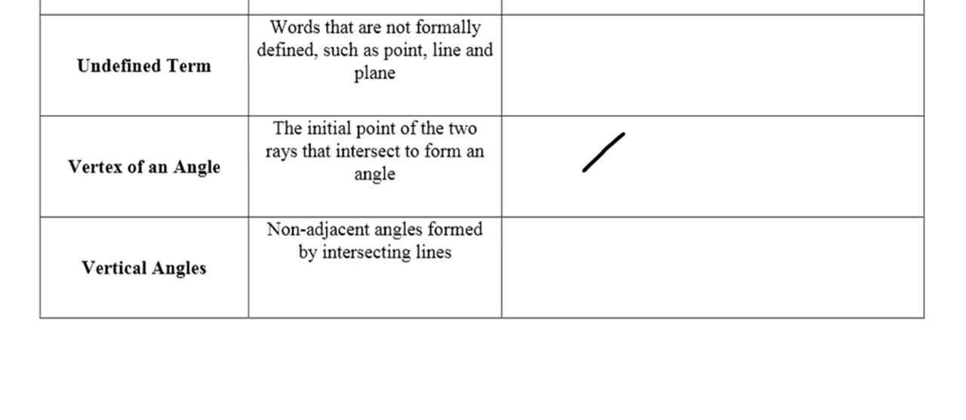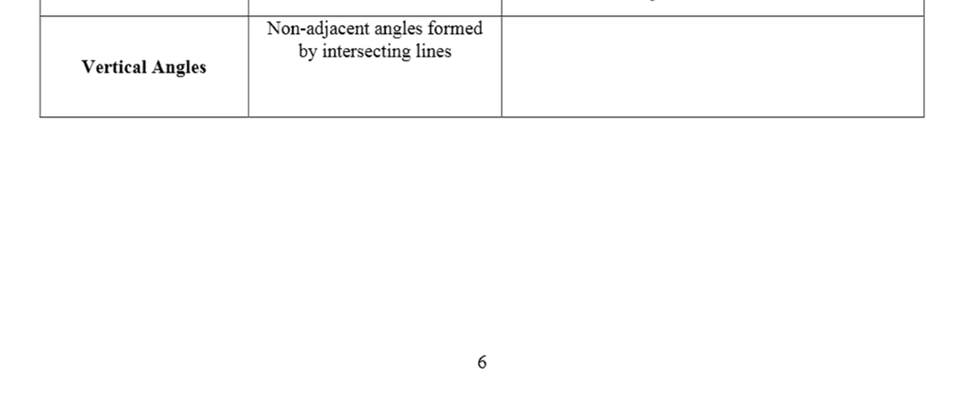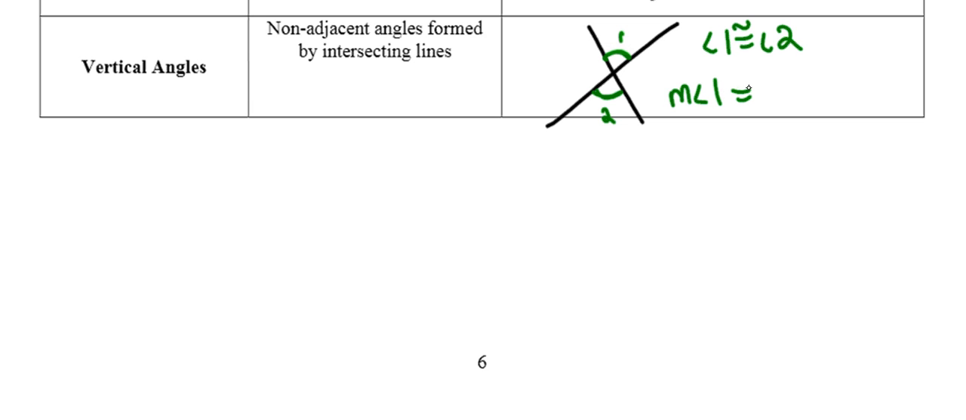The vertex of an angle is going to be the initial point of the two rays which form the angle. So that would be the vertex of that angle. And then the last one, vertical angles are going to be non-adjacent, so not neighbors, angles that are formed when two lines intersect. So two angles that are not neighbors are those two guys there that are exactly across from each other. And you should remember that vertical angles are congruent. So angle 1 is congruent to angle 2, or in other words, the measure of angle 1 is equal to the measure of angle 2.